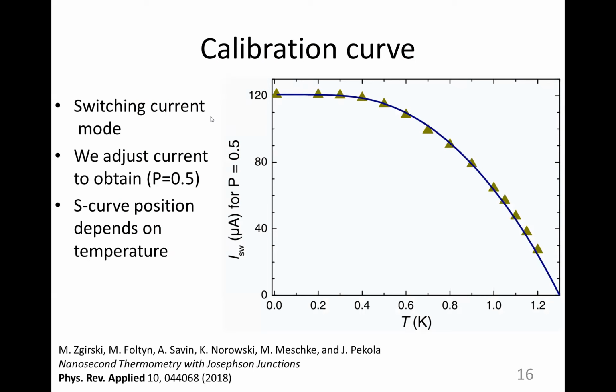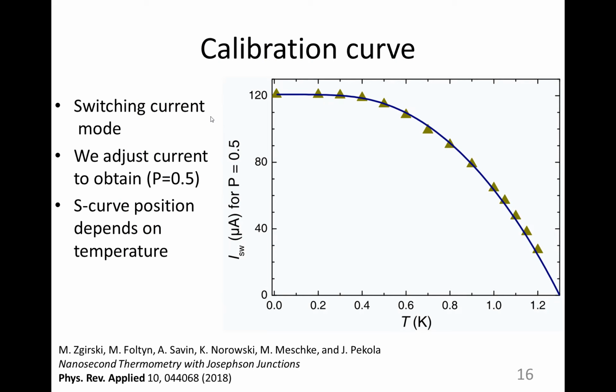The switching current is a current that produces probability equals 0.5. So we adjust the current for a given temperature to give probability equals 0.5. This is the calibration that one can obtain.